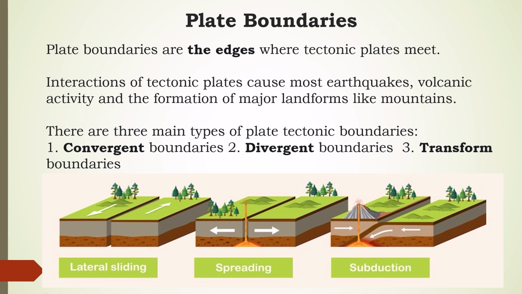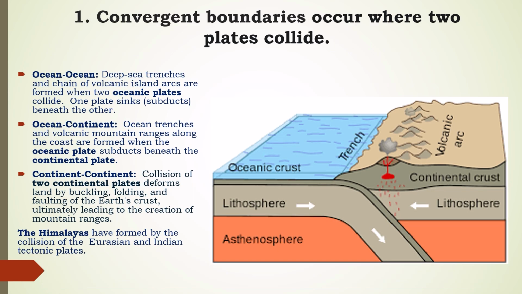What are plate boundaries? Plate boundaries are the edges where tectonic plates meet. Interactions of tectonic plates cause most earthquakes, volcanic activity, and the formation of major landforms like mountains. There are three main types of plate boundaries: convergent, divergent, and transform boundaries.